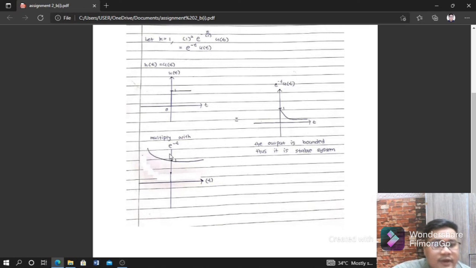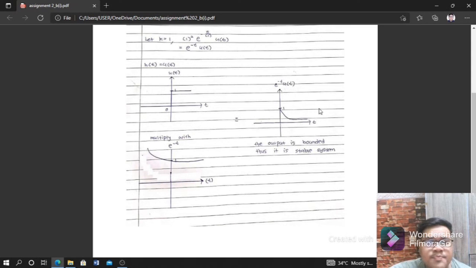Then we need to multiply both of the graphs. If we look at this, from negative infinity to 0 there is no line, which means 0 times 1 is 0, so the output here is 0. And from 0 to positive infinity, there is a value of 1, so 1 times 1 is 1. So this is the output, the final and last graph.